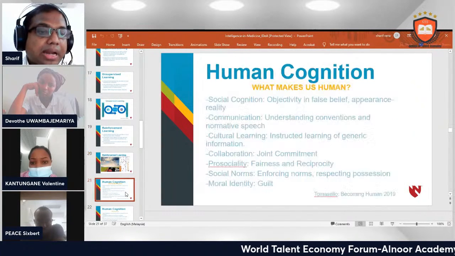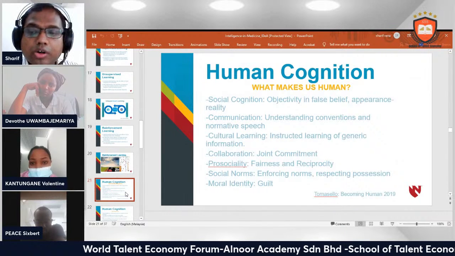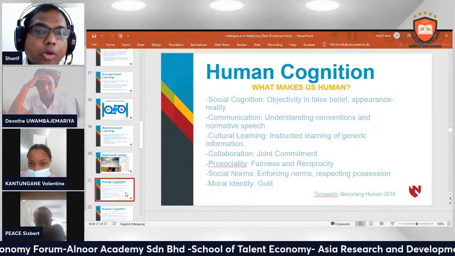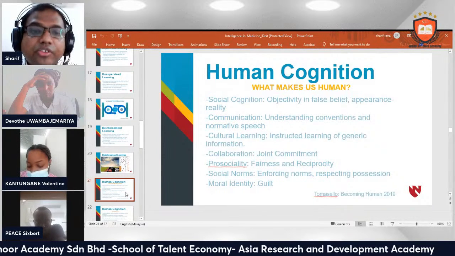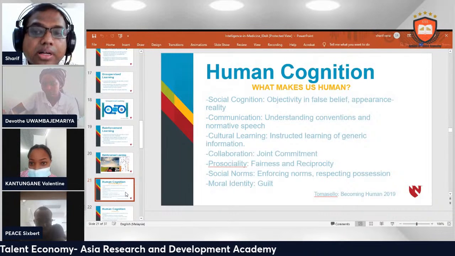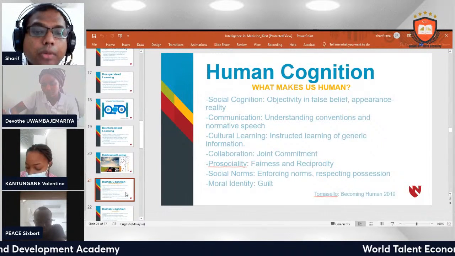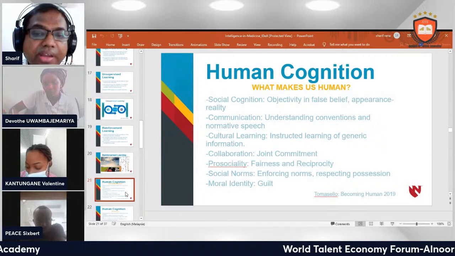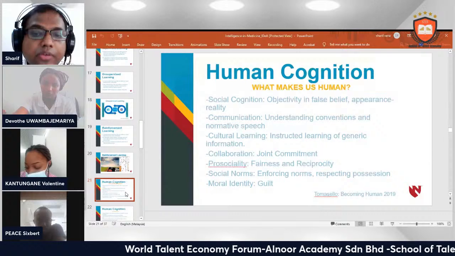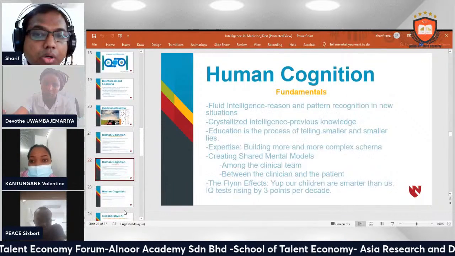This is reinforcement learning. Human cognition, social cognition, objectivity, false belief, appearance and reality, communication, understanding conventions and normative speech, cultural learning, instructional learning of genetic information, collaboration, joint commitment, prosociality, fairness and reciprocity, social norms, enforced norms, representing process, moral ideas, guilt.